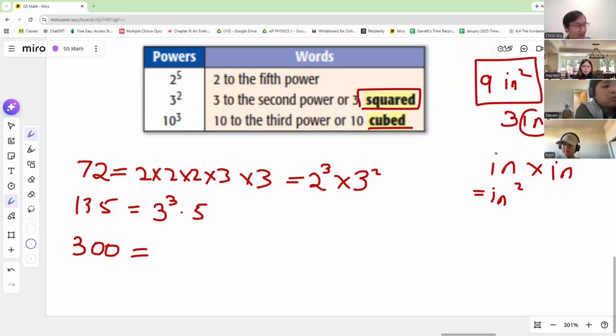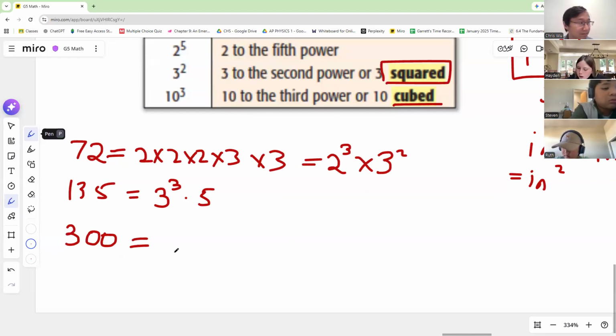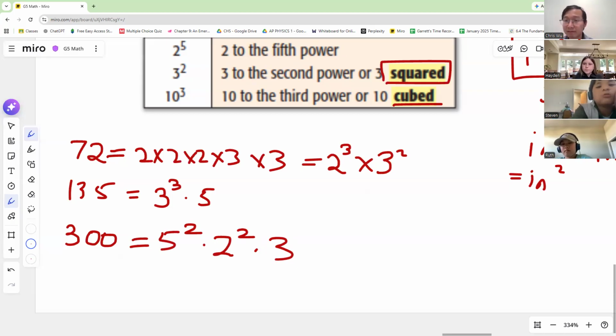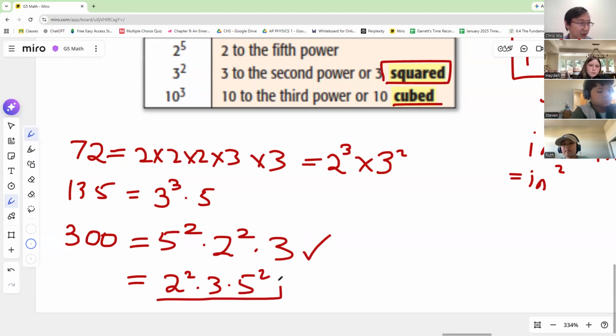Right. Did we all get an answer? Hayden, what did you get? I got 5 squared times 2 squared times 3. Good job. Did everybody get the same thing? This is correct, by the way. Your order might be a little bit different. For example, if you put 2 squared first, times 3, and then 5 squared, I would say this is a better way of organizing, because generally the standard format is we want to go from smaller number to bigger number. So putting it that way is more standard. But your answer is absolutely correct. Good job. All right, cool. So that's that. Let's move on then.